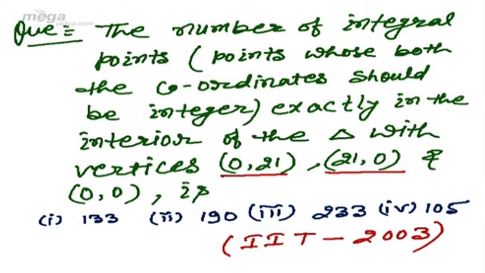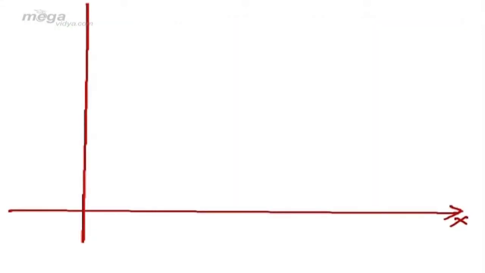(0, 21), (21, 0) and (0, 0). So first of all we will draw the figure. This is the x-axis, this is the y-axis. Now we will draw the triangle because one of the vertices is the origin. So this origin is fixed. The second coordinate is (21, 0), so it will lie on the x-axis. And the third coordinate is (0, 21), so it will lie on the y-axis.